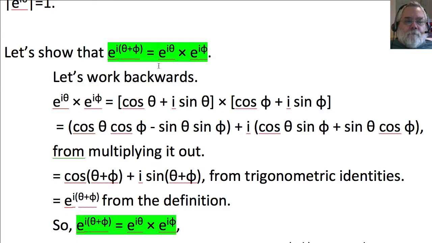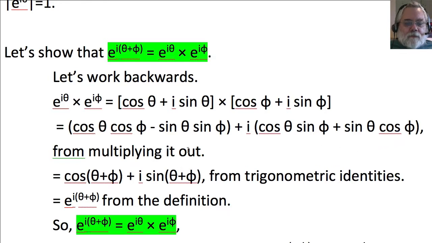Let's show that e to the i (theta plus phi) equals the product e to the i theta times e to the i phi. We can work backwards. Let's take e to the i theta times e to the i phi. We substitute in (cosine theta plus i sine theta) times (cosine phi plus i sine phi). We can multiply this all out. It's just algebra. We will get a real part, which is cosine theta cosine phi minus sine theta sine phi, and then an imaginary part, which is cosine theta sine phi plus sine theta cosine phi, from multiplying it out.